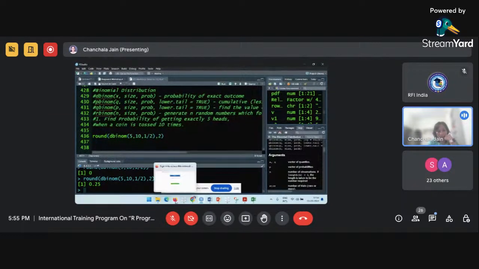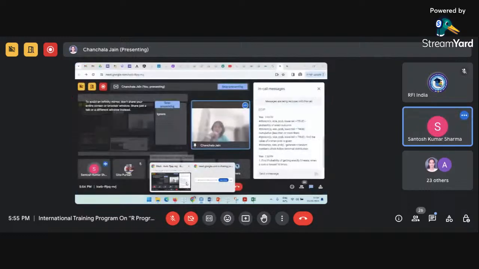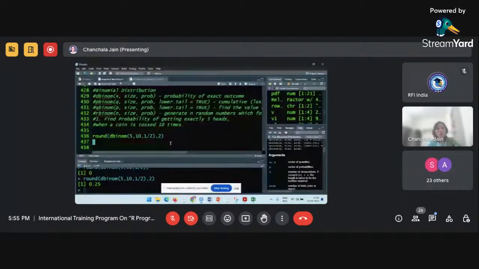I hope it is clear, Santosh sir. Yes, ma'am. So we got that the probability of getting exactly 5 heads will be 0.25 or 25%. Fine.